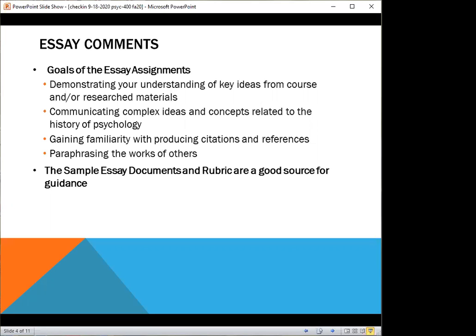And of course, there's the rubric as well. That rubric is online, but it was also part of your syllabus. I believe it was the last page of your syllabus. I use that as a guide when I look over your essay assignments. Okay. Are there any questions about essays before we move on?